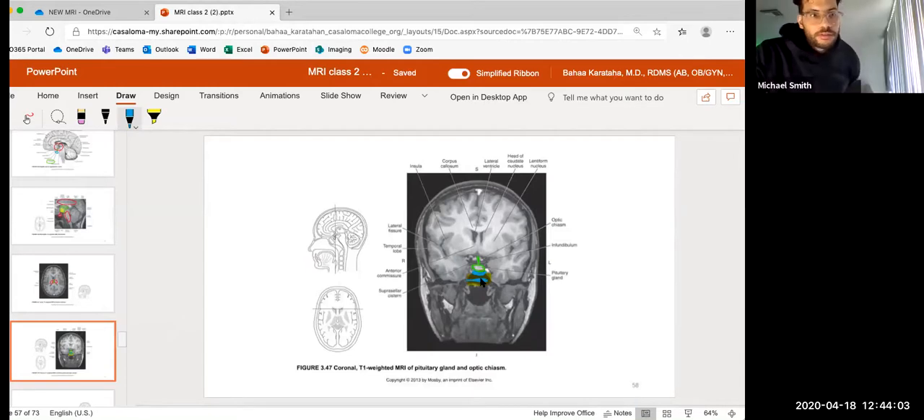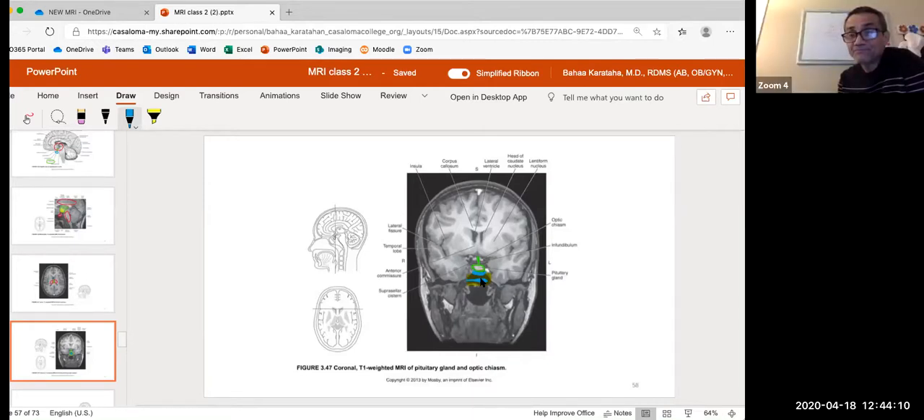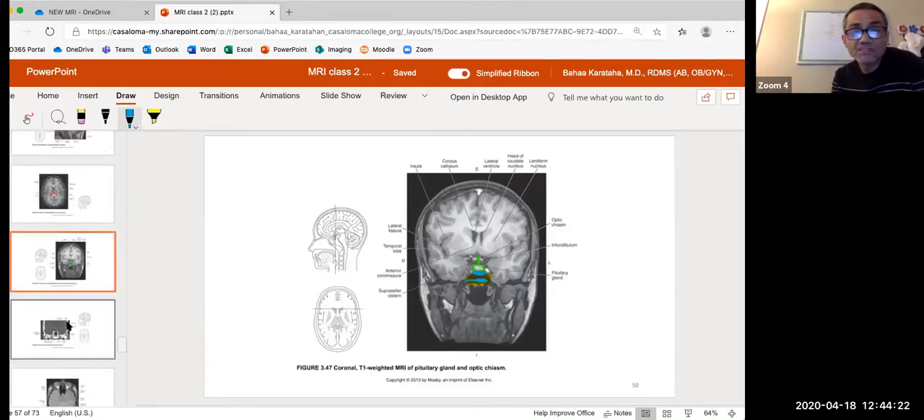The dorsum sellae. The black area is? The sphenoid sinus. Correct. The sphenoid sinus. Always use the anatomy word. Okay? You need to use the anatomy word.